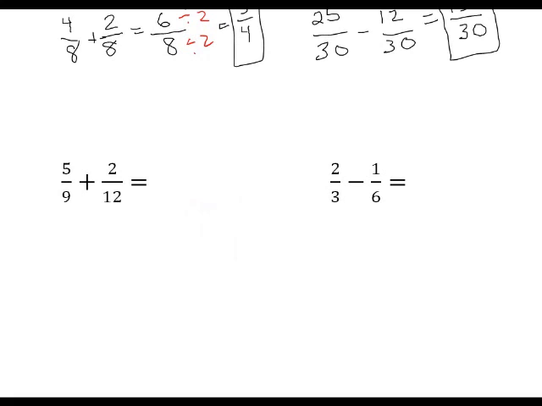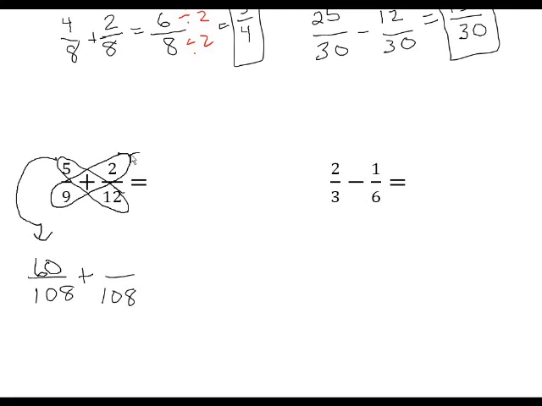Here we are. So let's try both of these. One's an add and one's a subtract. Step 1, multiply the bottoms. 9 times 12 is 108. Ooh, this is a big number. And we have a plus between them. Step 2, multiply the top of the first with the bottom of the second. 5 times 12 is 60. Step 3, multiply the bottom of the first with the top of the second. And I get 18.